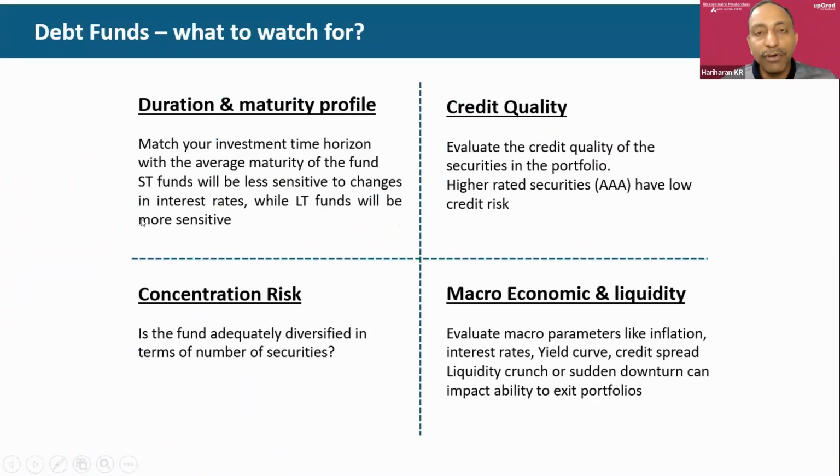A few things before we select a debt mutual fund. When you want to select a debt fund, what you're supposed to watch out for is the maturity profile and duration of the fund. The very simple formula is to match your investment time horizon with the duration of the fund or the maturity of the fund. So, for example, if you want to invest for 6 months, look at debt mutual funds which have an average maturity close to 6 months.